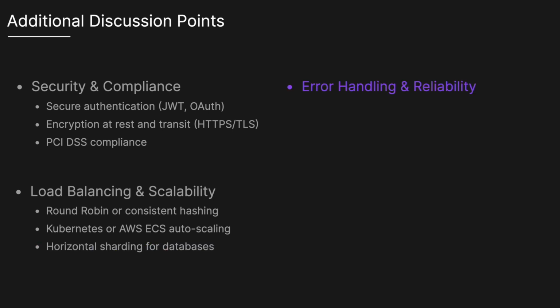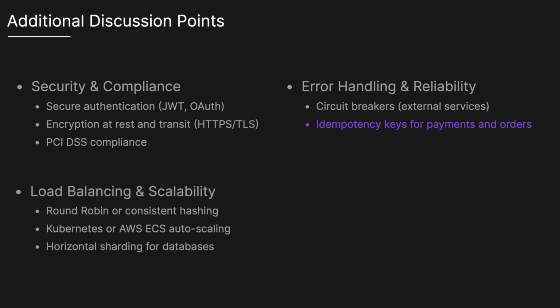You could also discuss error handling and reliability. So you could talk about circuit breakers for external services. So this is a mechanism to automatically halt calls to failing external services, preventing cascading failures and allowing systems to gracefully degrade when dependencies become unreliable. And then you could also mention idempotency keys for payments and orders. So these would be unique keys included with requests to ensure operations such as payments or order submissions can safely retry without unintended duplicate actions, improving reliability and consistency.